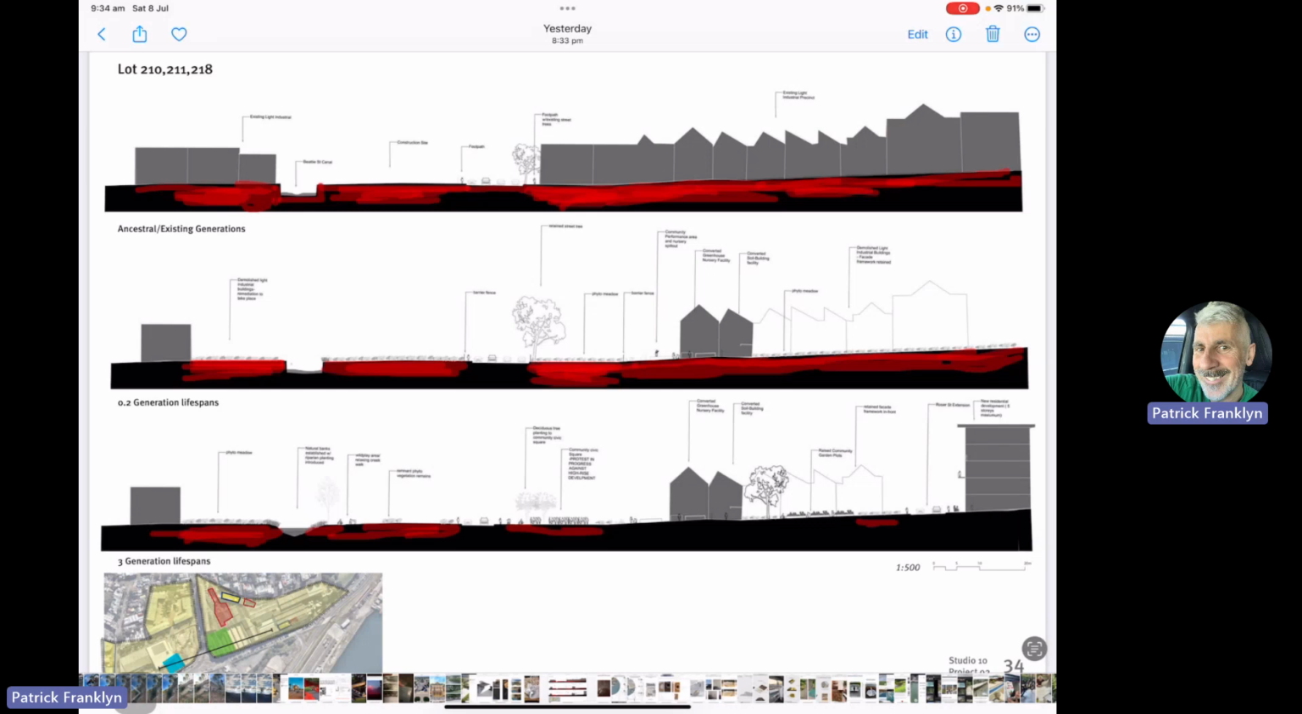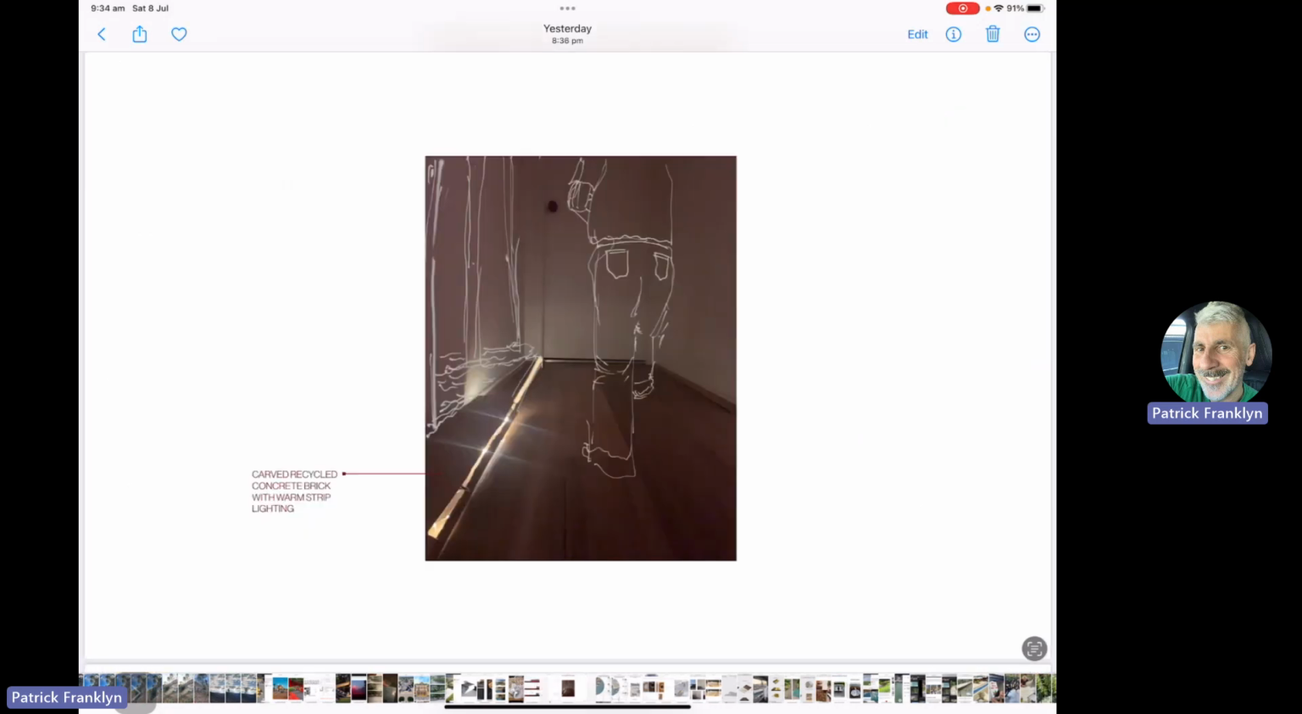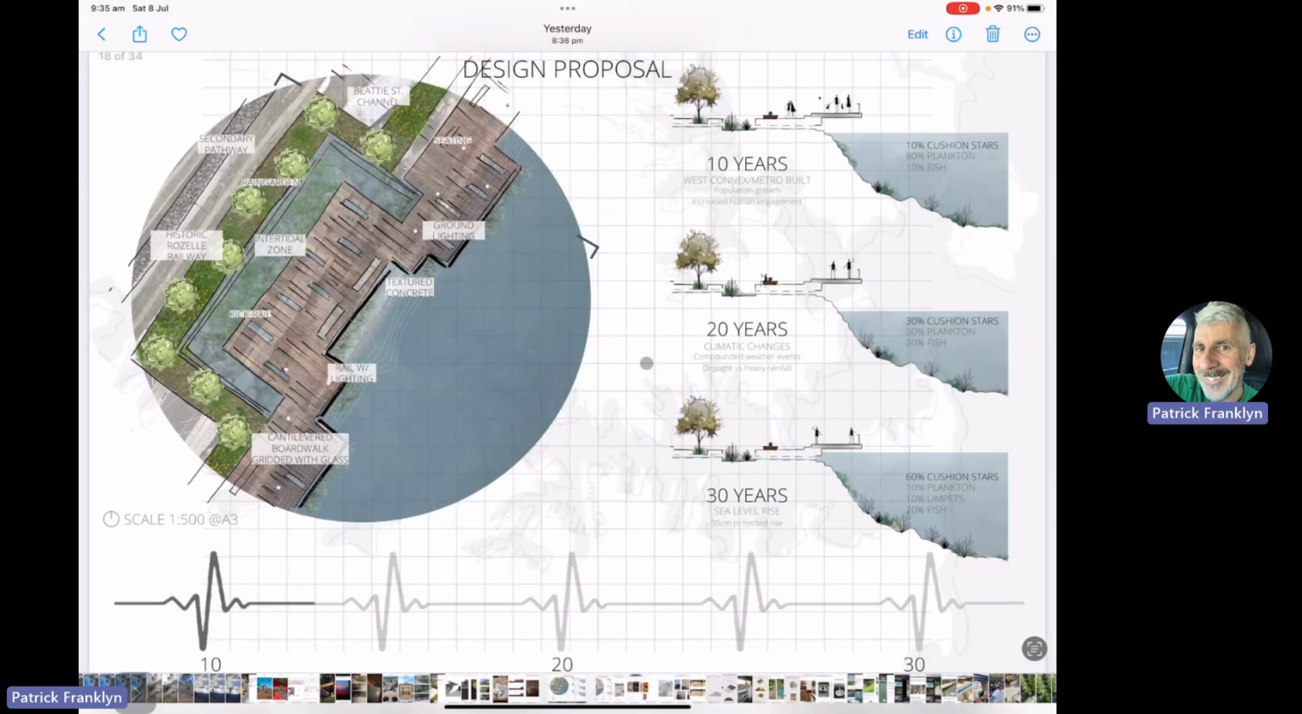Again, this was a model, so just looking at some lighting strips in someone's bedroom and just sketching in some imaging there, getting a sense of a concrete brick with warm strip lighting. So using a model as a way of testing out an idea.